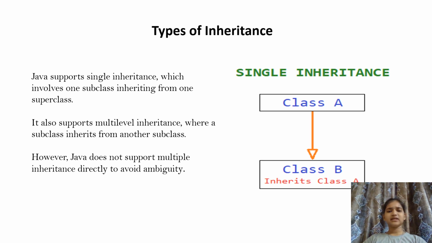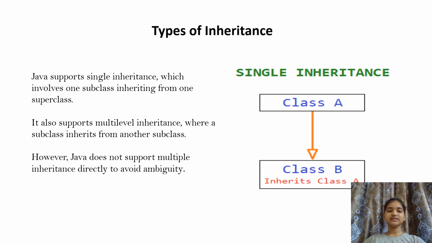Types of inheritance. There are many types of inheritance like single, multiple, multi-level, hierarchical, and so on. Java supports single inheritance, which involves one subclass inheriting from one superclass. It also supports multi-level inheritance, where a subclass inherits from another subclass.